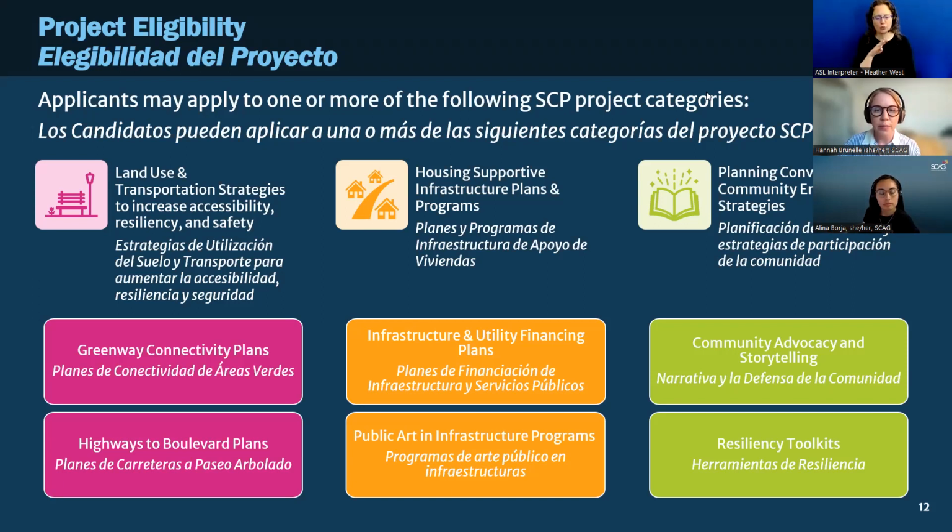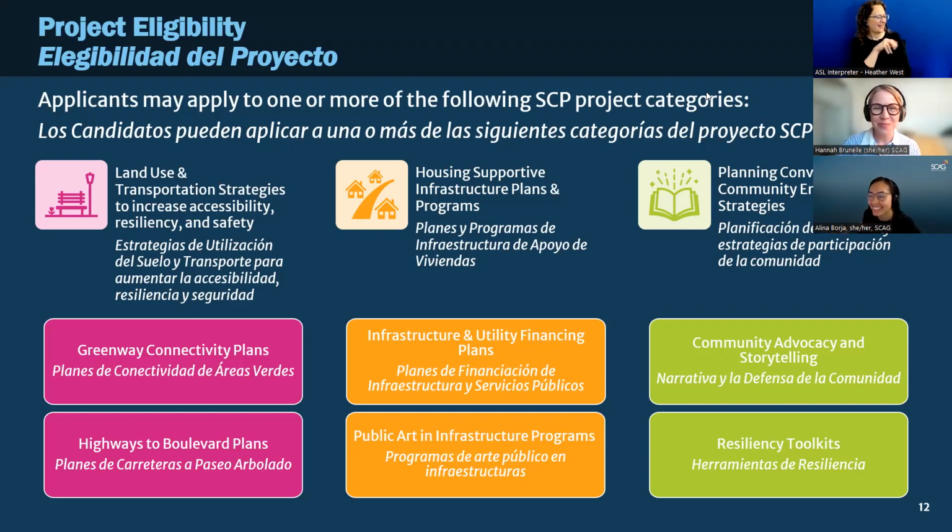And within this second bucket, housing supportive infrastructure, you can see projects such as infrastructure and utility financing plans, and public art and infrastructure programs. And in this last bucket, planning convenings and community engagement strategies, some examples include community advocacy and storytelling, as well as resiliency toolkits for local planning. I also want to mention that applicants can apply for multiple project categories. You can apply to one, or you can submit multiple applications across the 3 categories. And I will pass it off to Alina now.